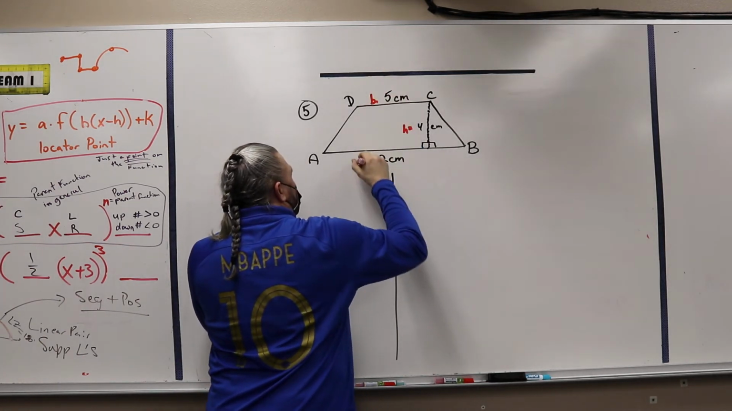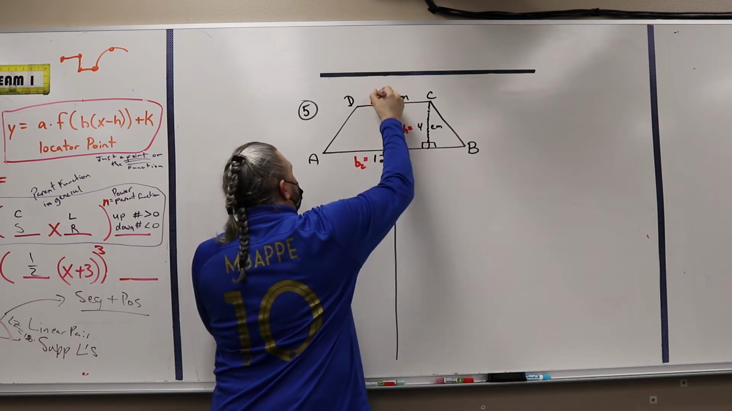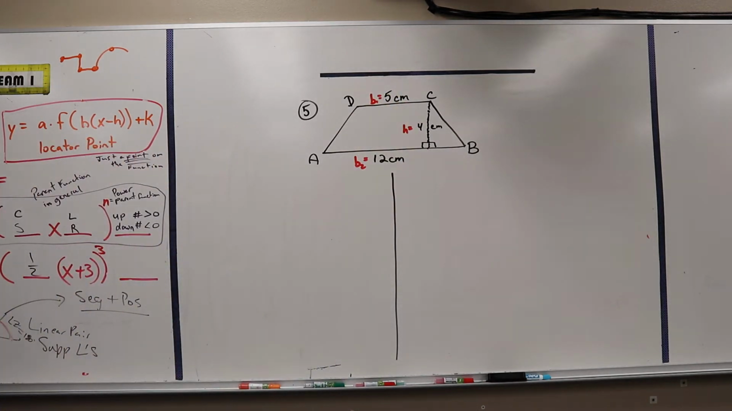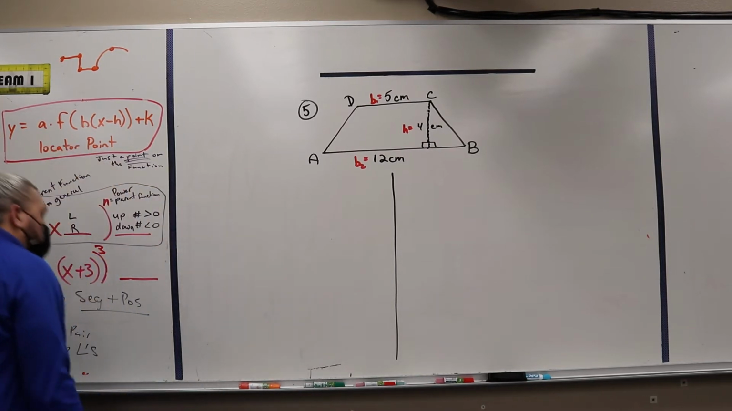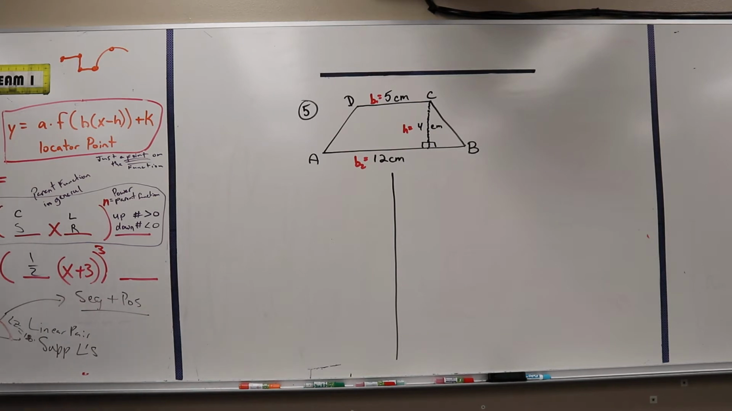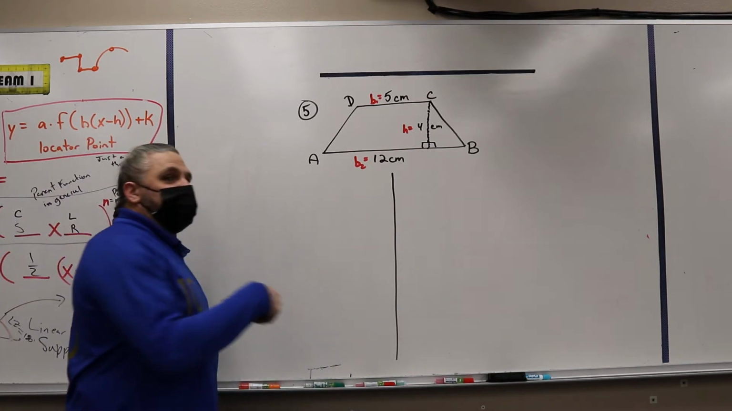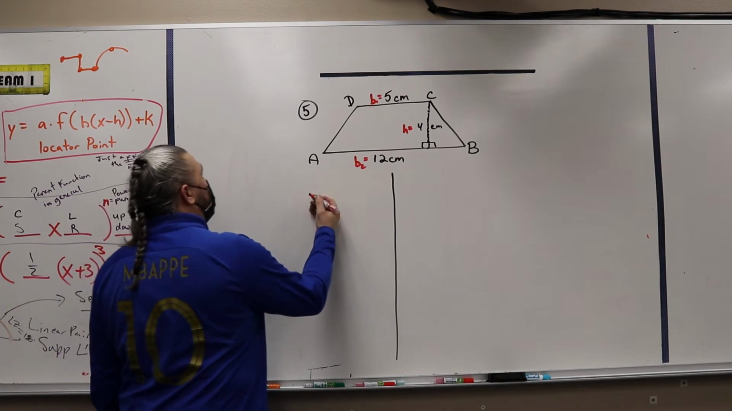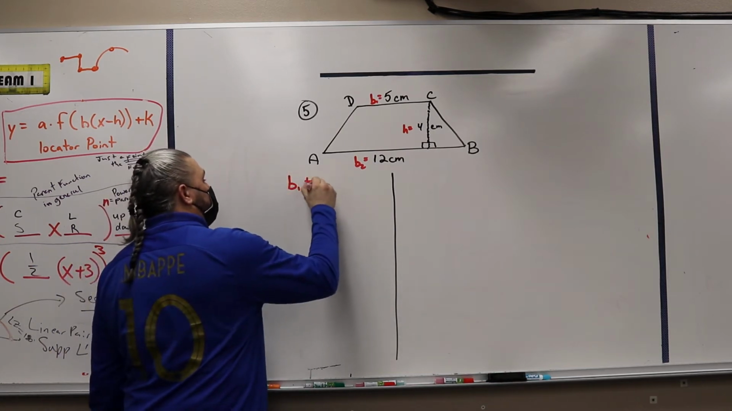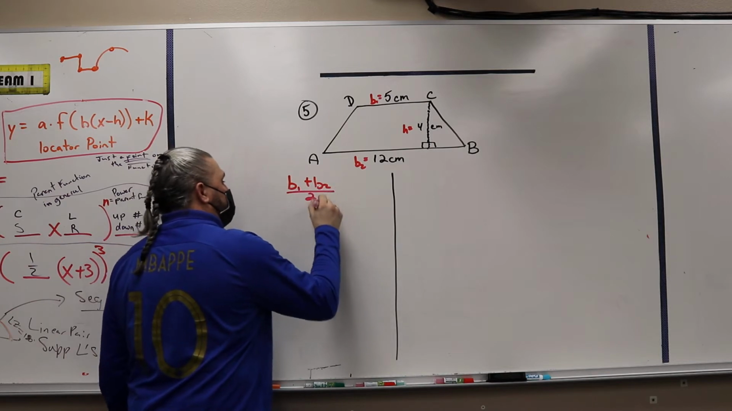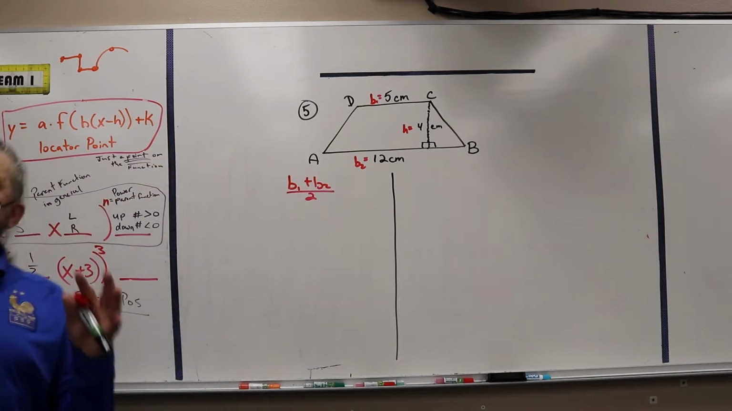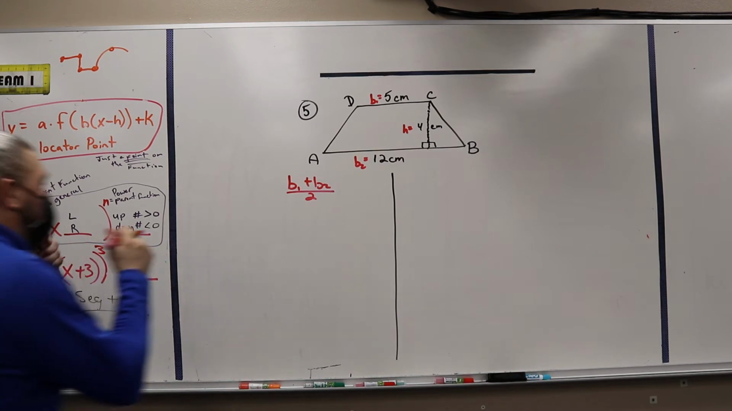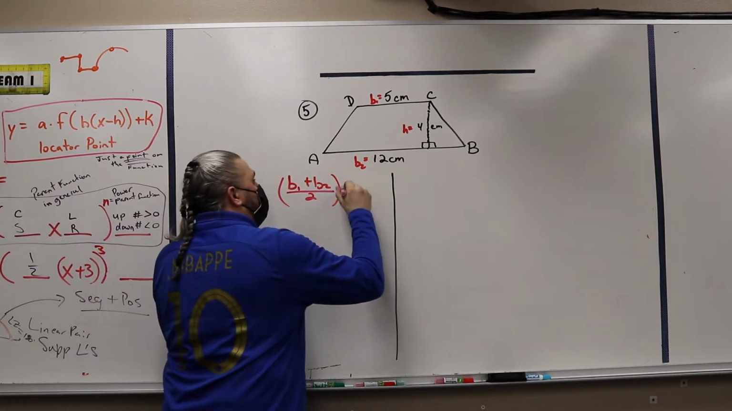So base 1, and then base 2. It doesn't matter, right? No, it doesn't. So what do we need for area of a trapezoid? Base 1 plus base 2 divided by 2 times the height. So we might want to define that, right? Base 1 plus base 2 divided by 2. So it's the average of the bases, right? And then times 4, the height.